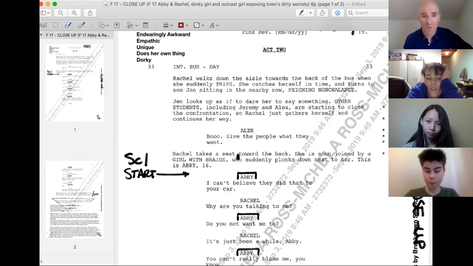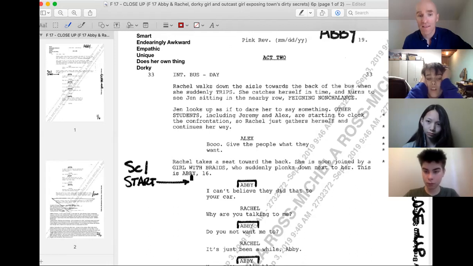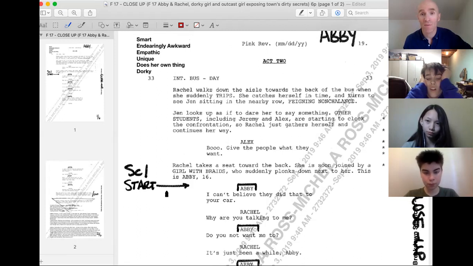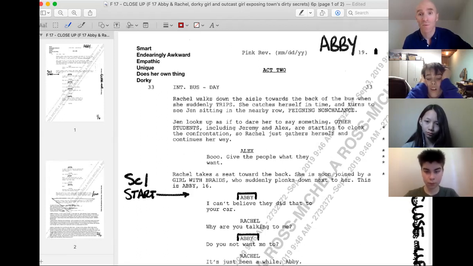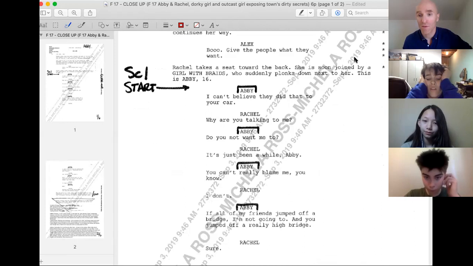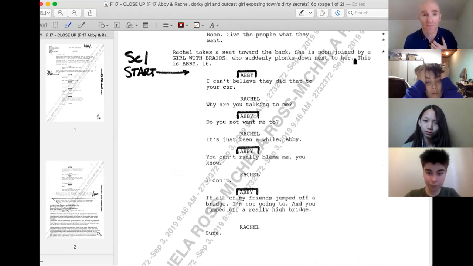Rachel takes a seat towards the back. She's soon joined by a girl with braids, all in capital letters, because it's the first time we've seen her, who suddenly plonks down next to her, and we don't have her name yet. This is Abby, 16. Remember, the clue from the script that we've seen the character for the very first time is that their name is all in capital letters in the stage direction. If their name's all in capital letters, we're seeing them for the very first time. We're seeing page 19 of the script. So this is still fairly early in the pilot episode.